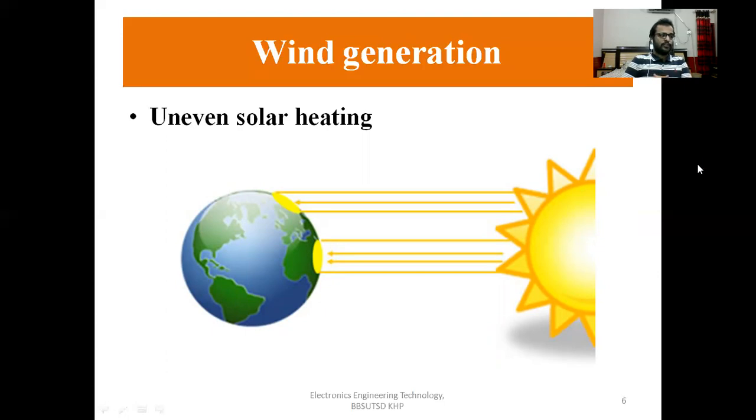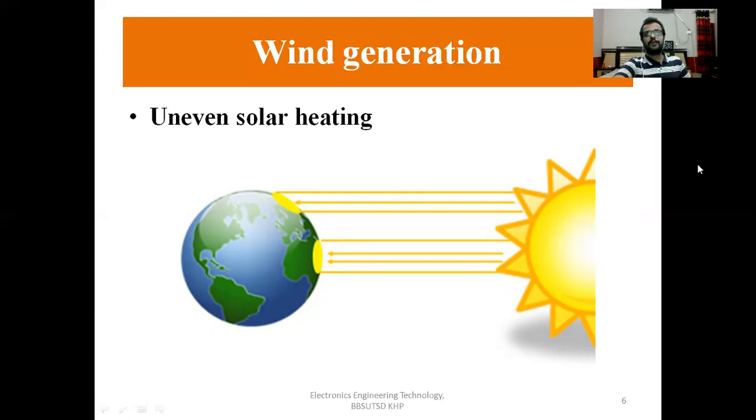So the larger the atmospheric pressure gradient, the higher the wind speed, and thus the greater the wind power that can be captured from the wind by means of wind energy converting machinery. When there is high wind, the converting machinery, meaning our turbines, generates a lot of energy. So how does wind generate? First of all, there is uneven solar heating. Wind generates by the uneven solar heating.